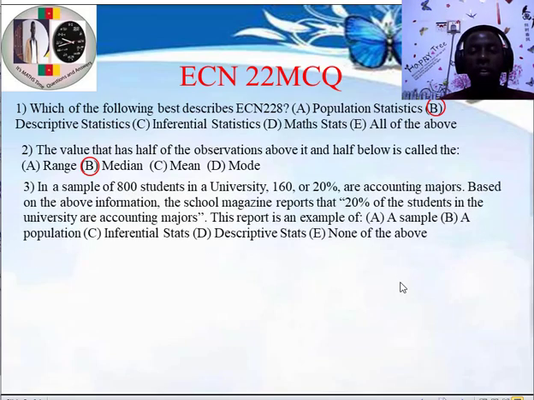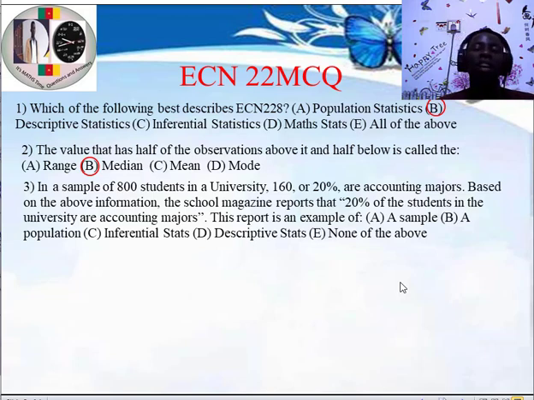In question 3, it says that in a sample of 800 students in a university, the first thing I want us to note is that we are not talking about the total number of students in the university. We are talking about 800 students out of the total number of students in the university. 160 or 20% are accounting majors. Based on the information, the school magazine reports that 20% of the students in the university are accounting majors. This report is an example of a sample.